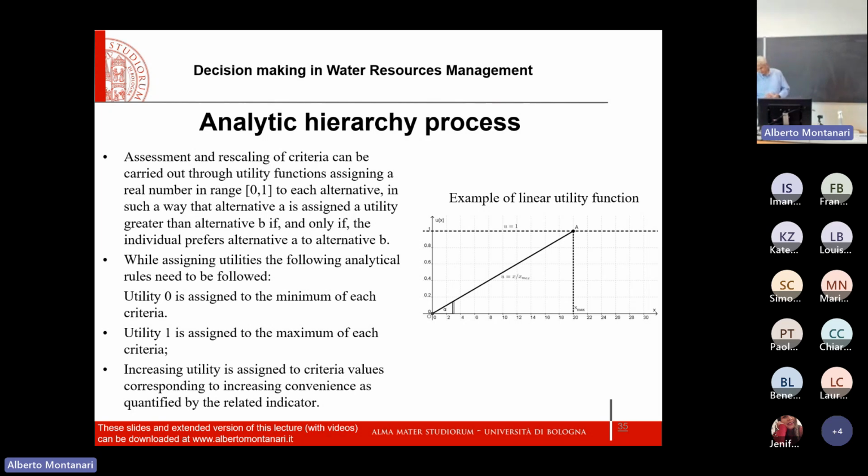Yes, please. Can I ask something? Yes. So instead, in the case of CO2 emissions, we have to assign 0 to the minimum value of the emission? No, you have to assign, sorry, 0 to the maximum value of the emission, and 1 to the minimum. Yes, perfect. You're perfectly right.